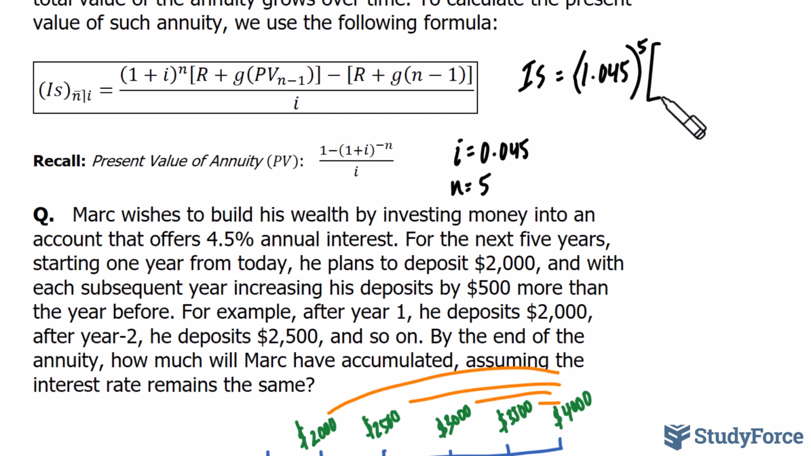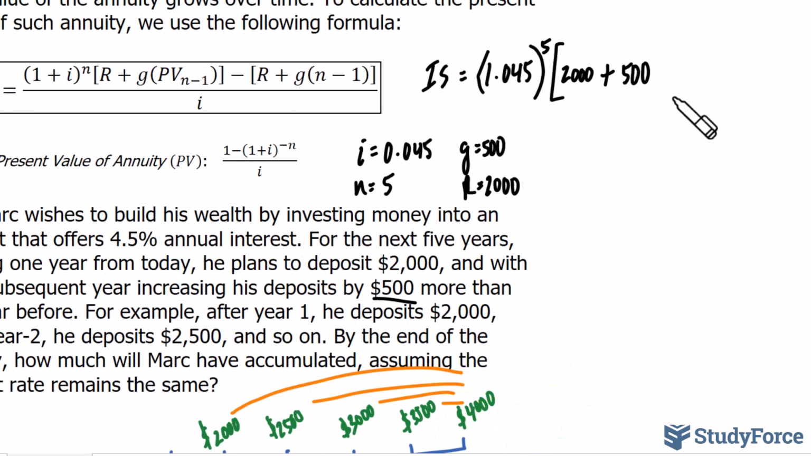So in brackets, we have R, which is our initial deposit of $2,000, plus G, which is the increase after that very first period of 500. So G is 500 and R is 2,000. And that's being multiplied to the present value of the annuity, where n is n take away 1, so that would equal to 4. We'll be multiplying 500 by 1 take away, again 1.045, raised to the power of negative 4 over the interest of 0.045.